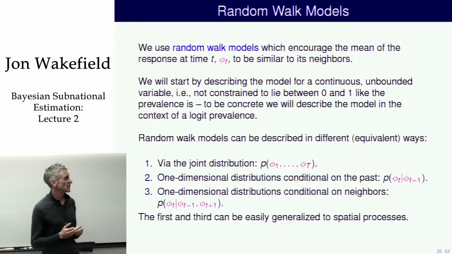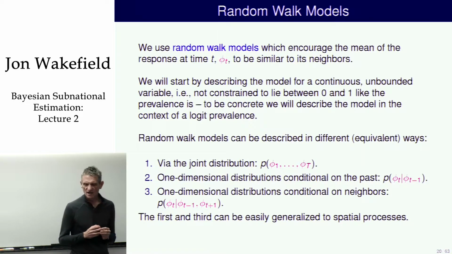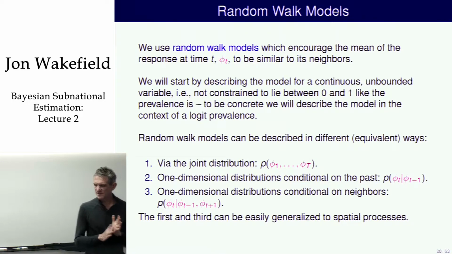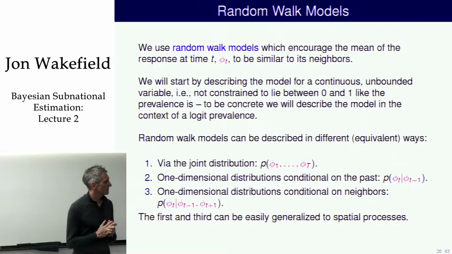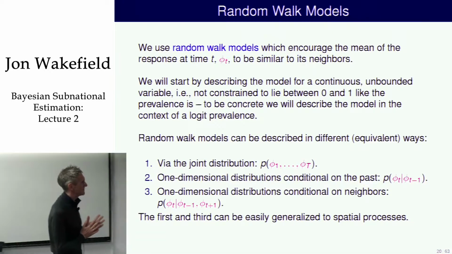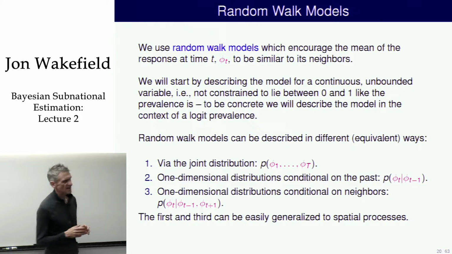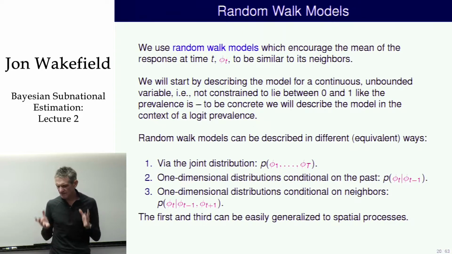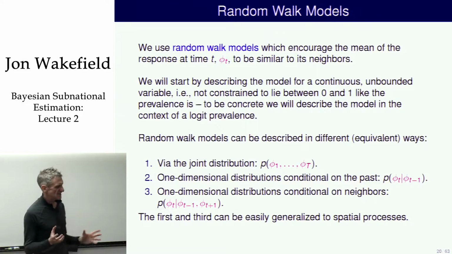So we could think of the logit of prevalence. Prevalence lies between 0 and 1, so its logit, i.e. log p over 1 minus p, is defined on the whole real line. So let's think about the mean of the logit of prevalence at time t, and we'll call that phi t. Sometimes, quite confusingly, different authors describe these random walk models in different ways. We can think about the complete distribution. So the aim here is to specify a prior distribution over these t unknown means.